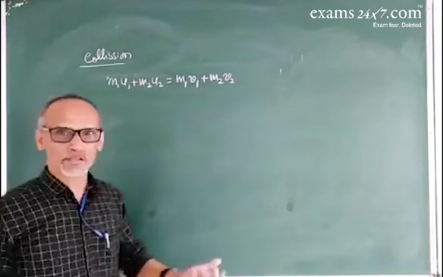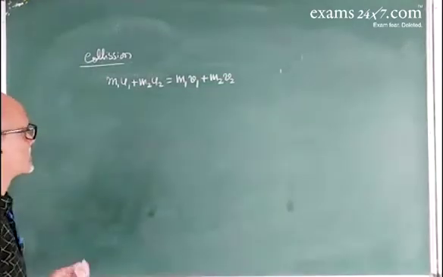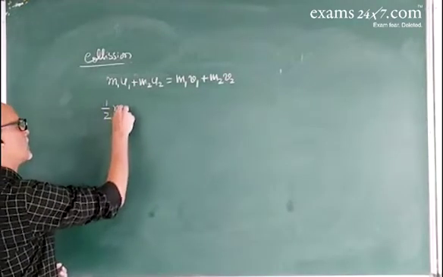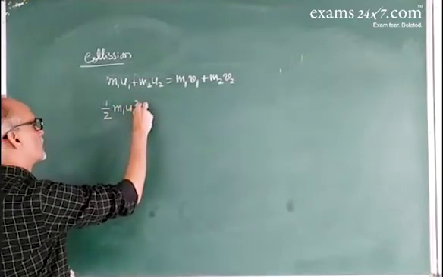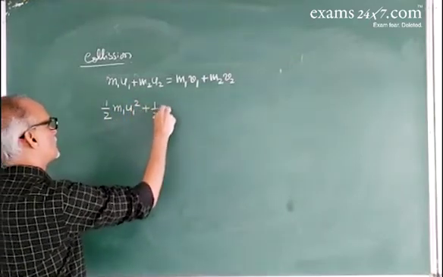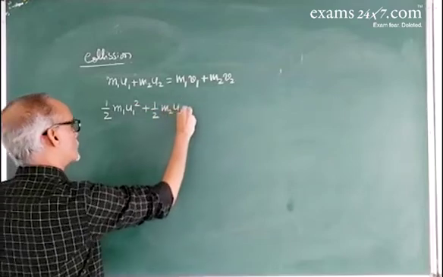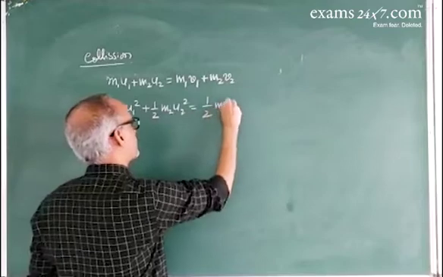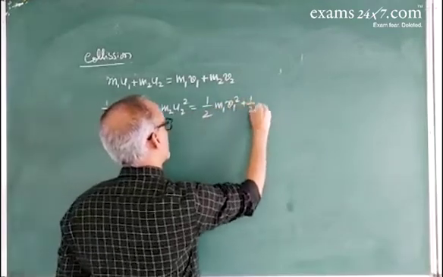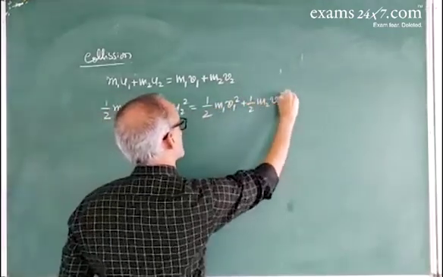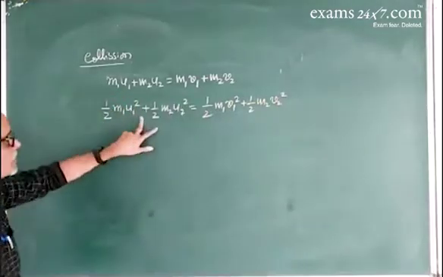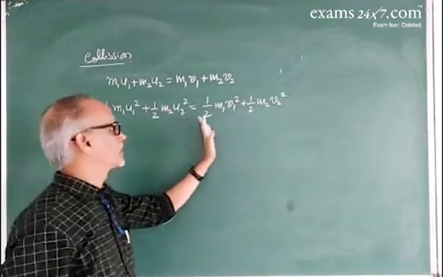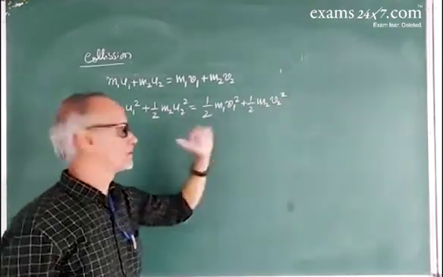Kinetic energy is also conserved. So half m1 u1 square plus half m2 u2 square is equal to half m1 v1 square plus half m2 v2 square. So this is the total energy before the collision, and this is equal to the total energy after the collision.